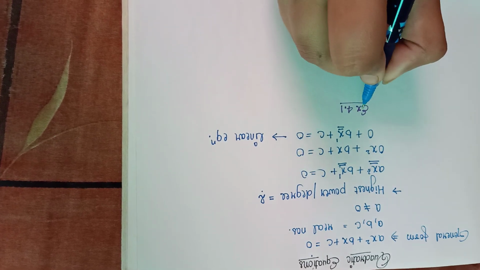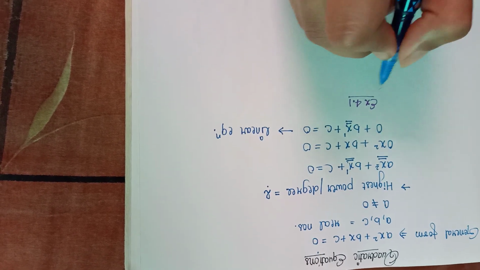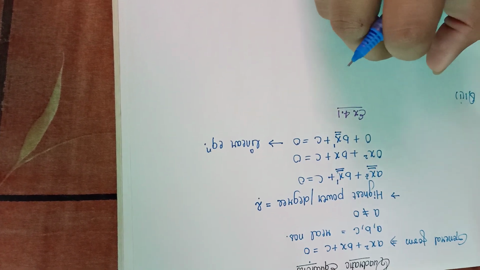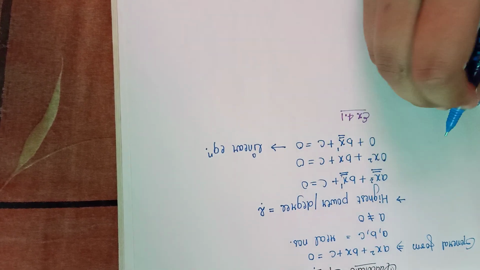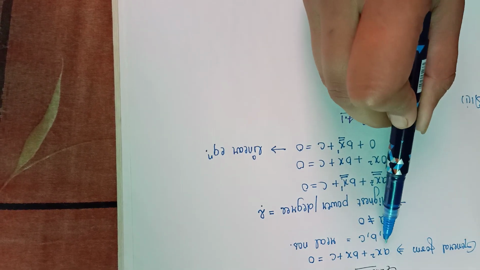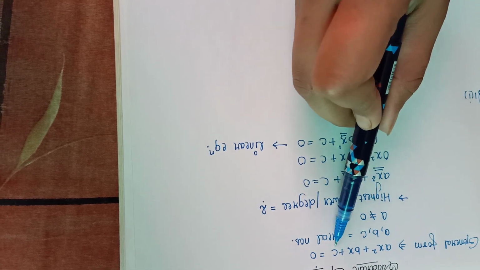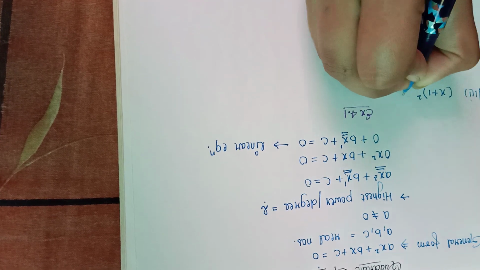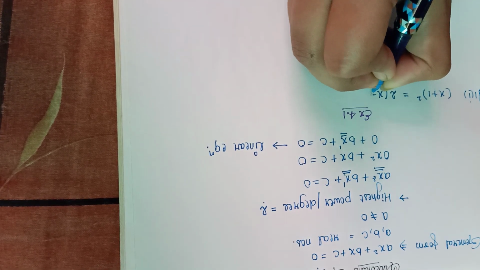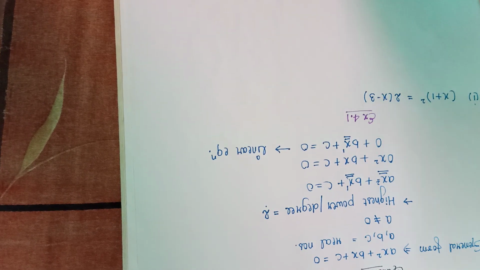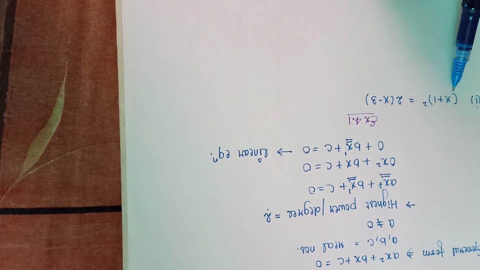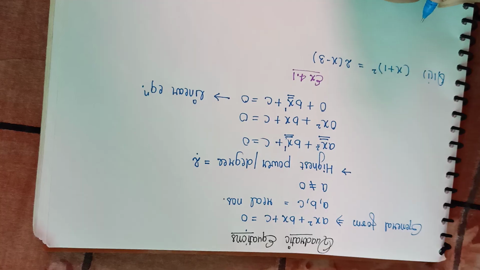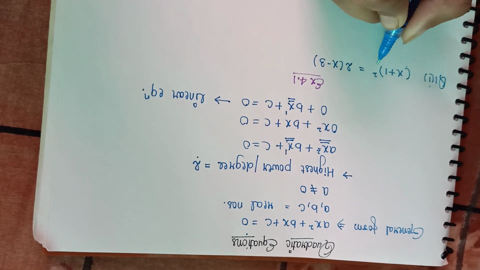So that is the introduction of the quadratic equation. Now we are going to move towards exercise 4.1. In the first question, we have to compare the given equation with the standard form of quadratic equation, which I have already discussed, which is ax square plus bx plus c. The first question is (x plus 1) whole square equals to 2x plus 3. Our first step should be to open the bracket.